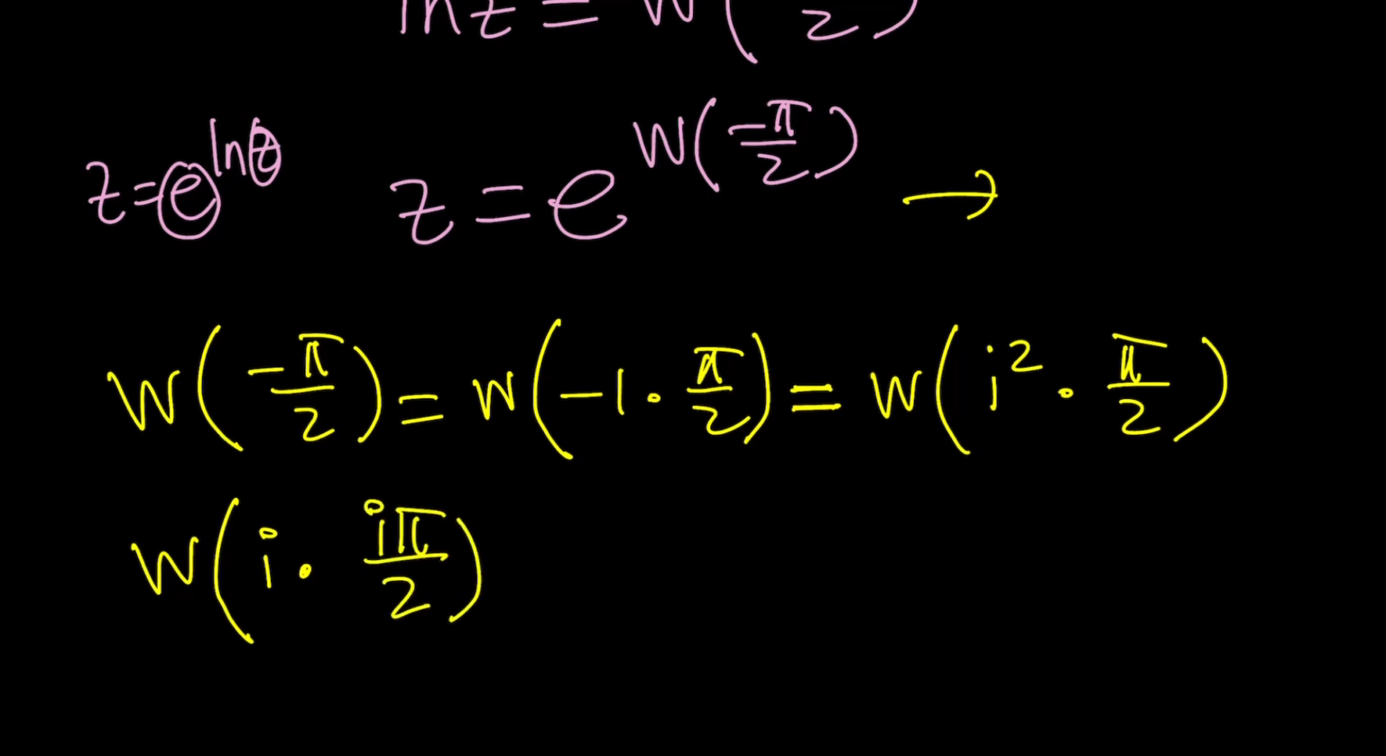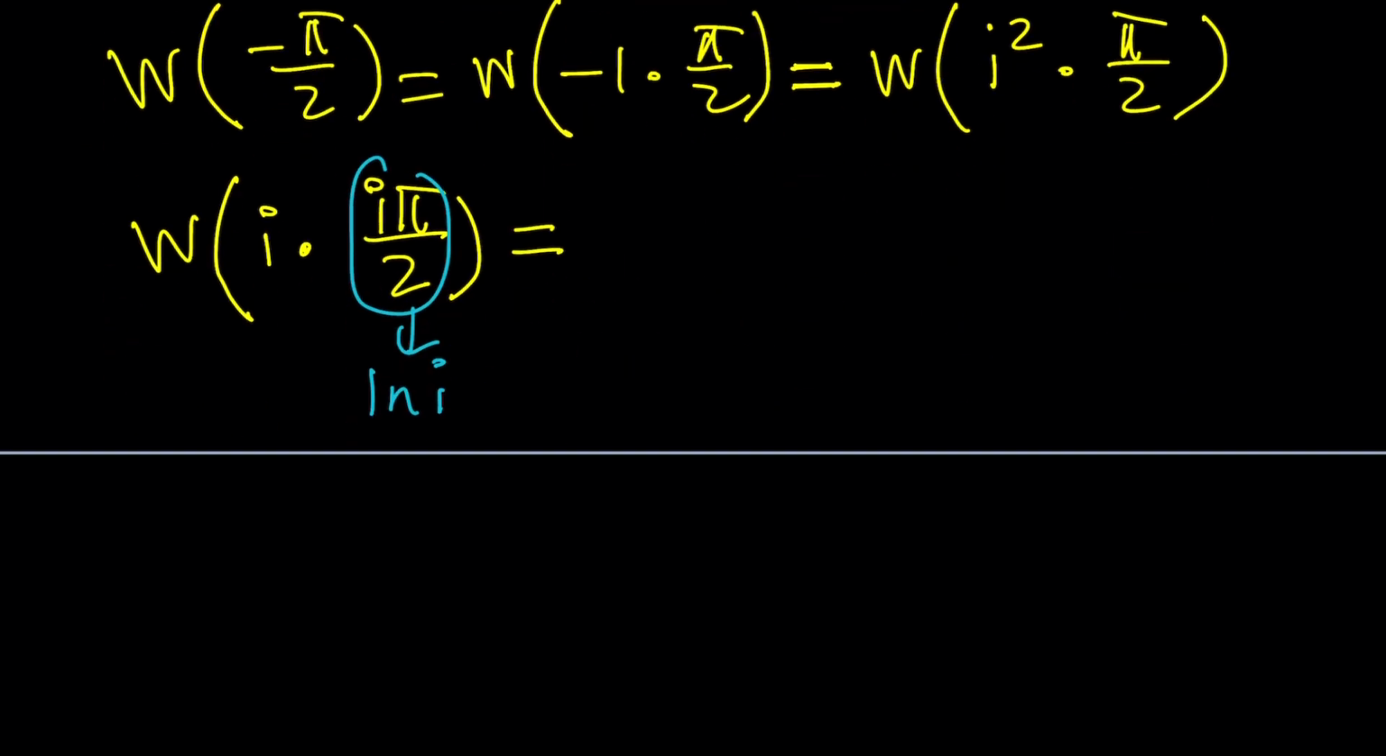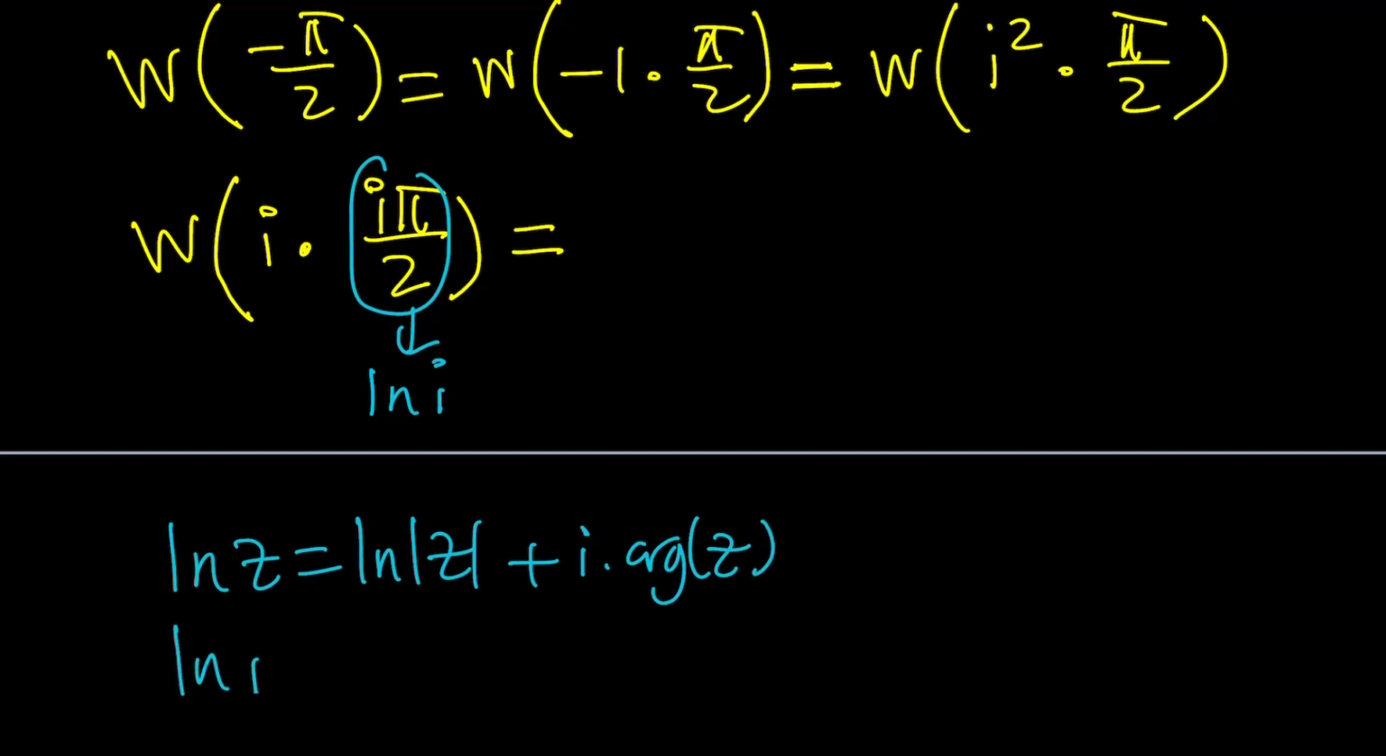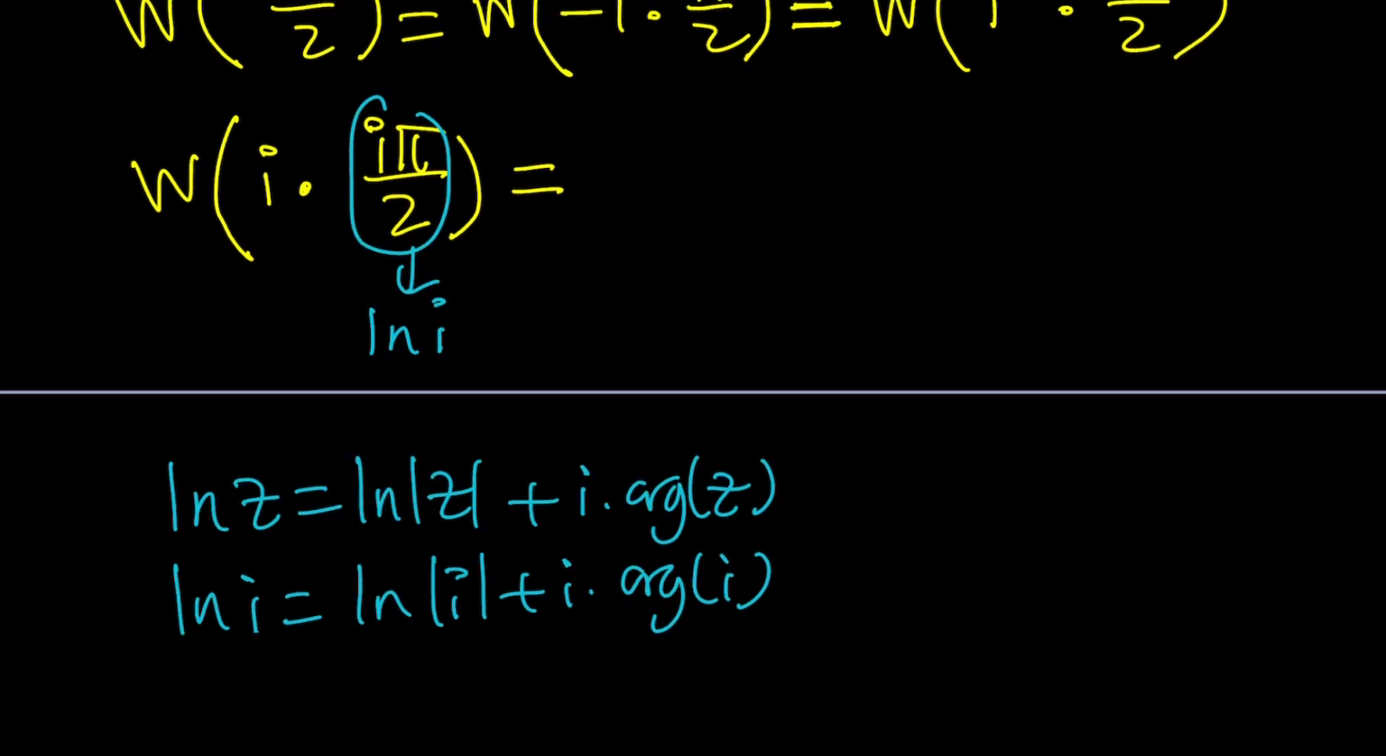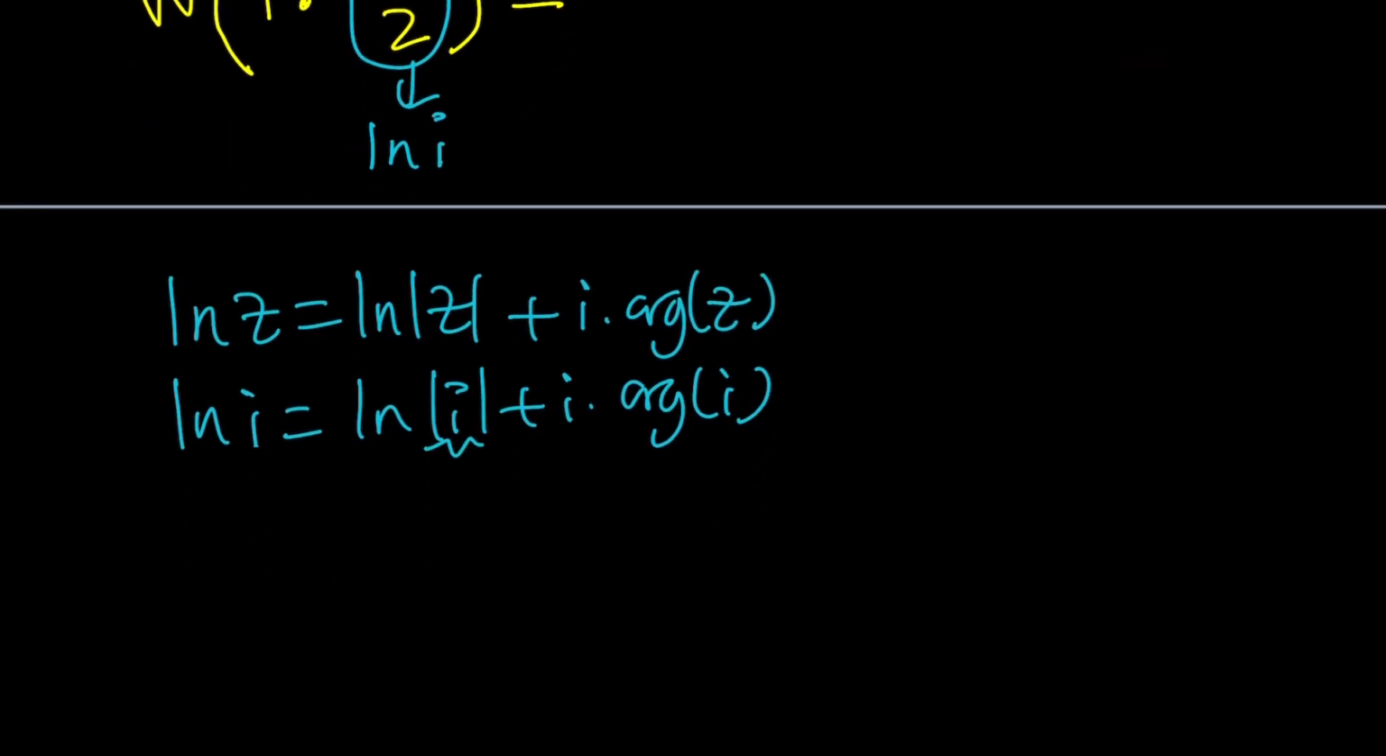Does that look familiar? If not, I'll tell you what it is. This is ln of i. Why? You might be asking, right? Remember, I gave you the definition for the ln of complex numbers. What was it? ln of z is ln absolute value of z plus i times argument of z. So ln i would be ln absolute value of i plus i times the argument of i. As you know, the absolute value of i is 1 because it's 1 unit away from 0. So that's ln 1. ln 1 is 0. And the argument of i, at least the principal argument, is pi over 2.